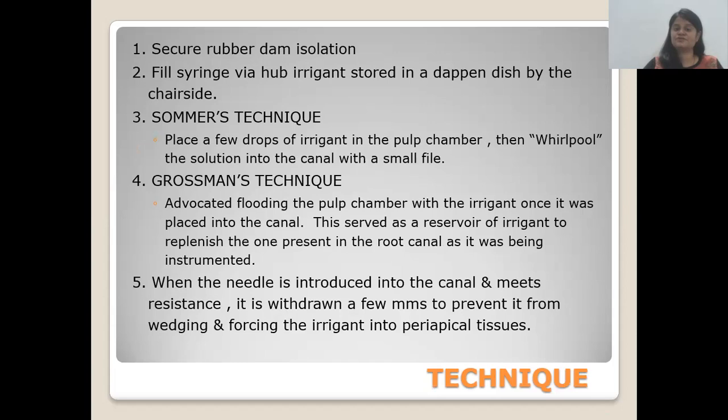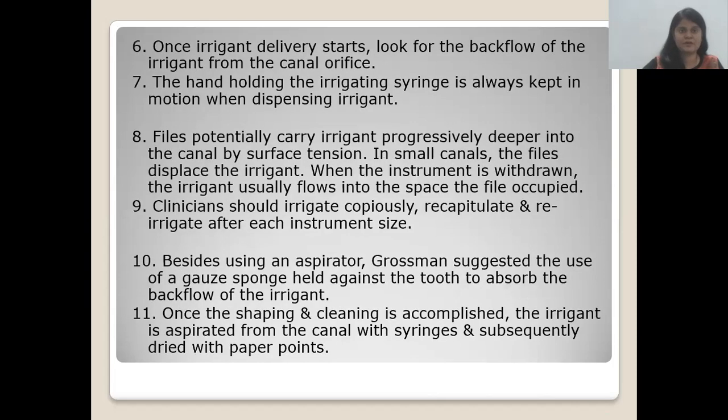When the needle is introduced into the canal and the syringe is drawn, it should be kept a few millimeters away to prevent it from wedging and forcing the irrigant into the periapical tissue. Once the irrigant delivery starts, look for the backflow of the irrigant from the canal orifice. The hand holding the irrigating syringe is kept away from motion when dispensing the irrigant.